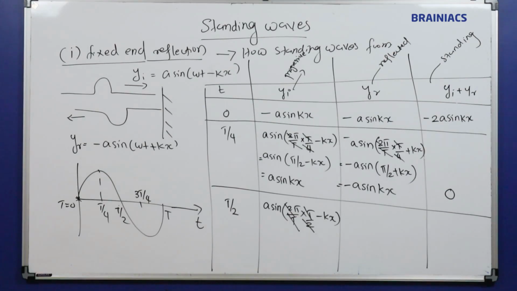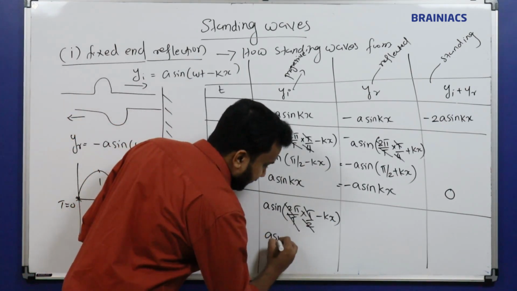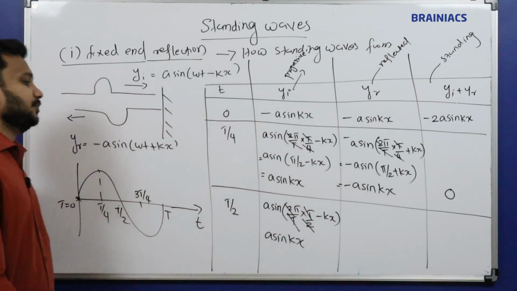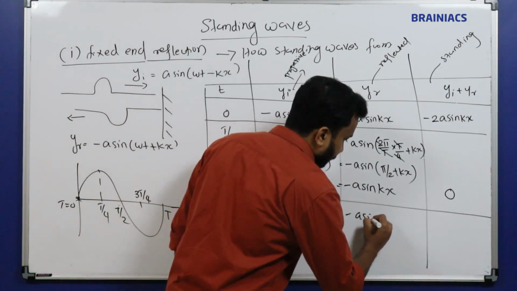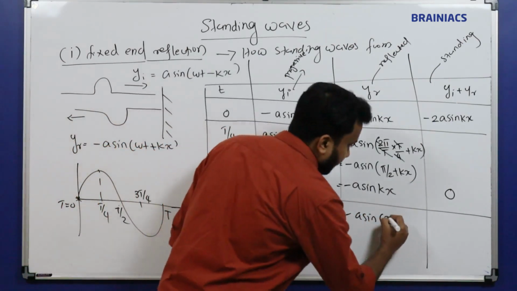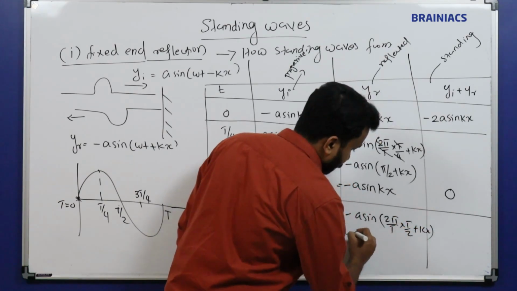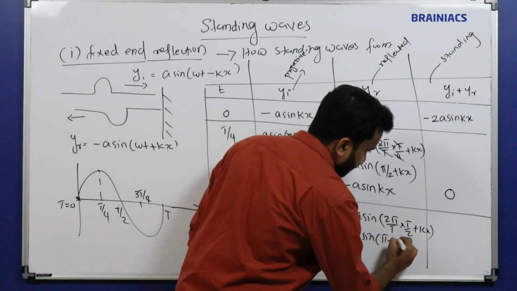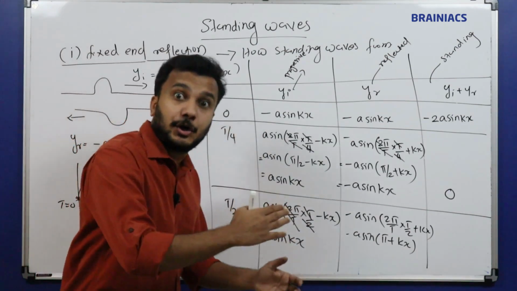What is sine of pi minus kx? Pi minus theta, sine of pi minus theta means sine theta. So it becomes a sine of kx. So this is clear. We'll go to the reflected wave. We will substitute this: minus a sine of omega, so 2 pi by T into T by 2 plus kx. So minus a sine of pi plus kx. Pi plus theta, which quadrant will it fall in? Pi plus theta means the third quadrant.